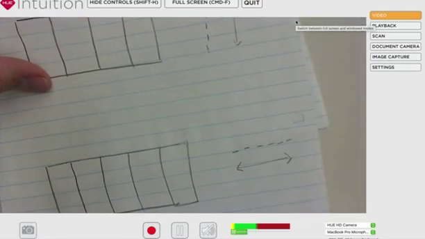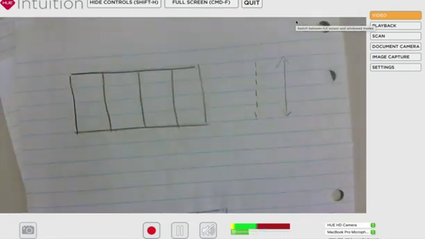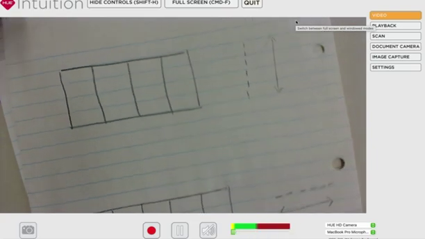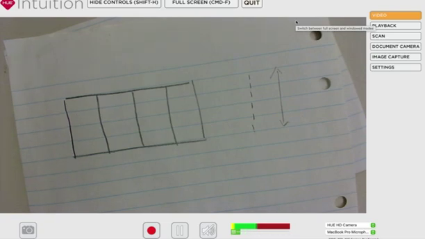What do we have next? Oh, we have equivalent fractions. Now, this is where you might want to start taking notes. This is where Mr. Brown might take another sip of coffee.